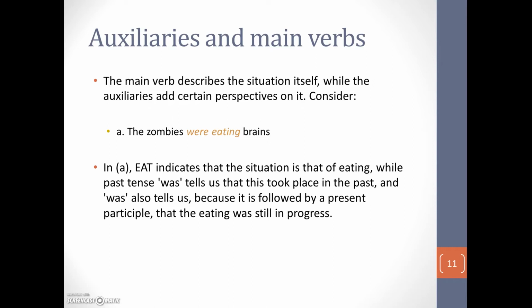And then we have the past tense form of be, all right, because it's were, that's the past tense. So this tells us that it took place in the past. And it also tells us, because it's followed by the present participle, eating, that the eating was still in progress. So the zombies were eating, and because it's the -ing ending, it's something that's going on. It's an action that's stretched over a time period, at this particular point in time that I'm talking about.